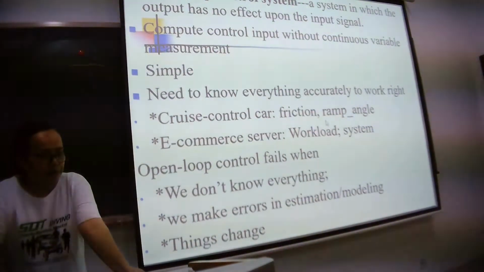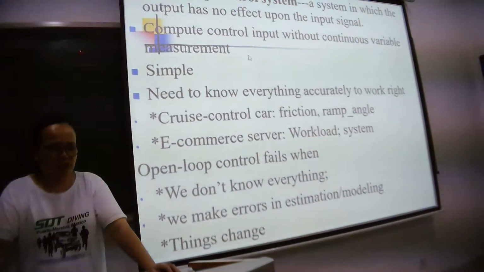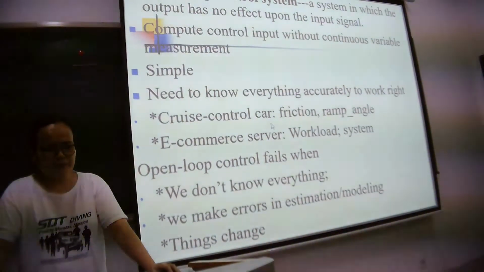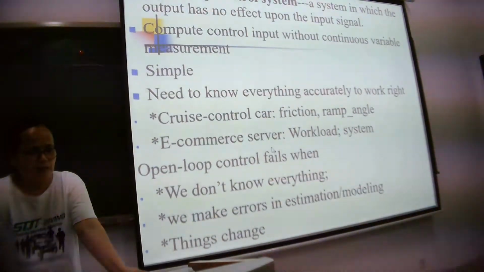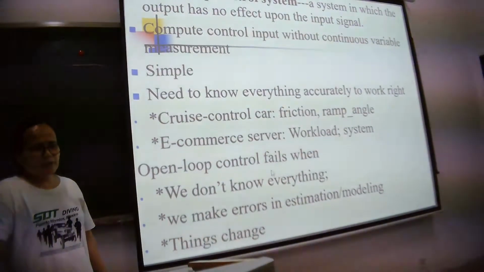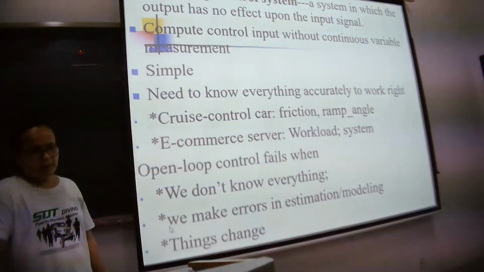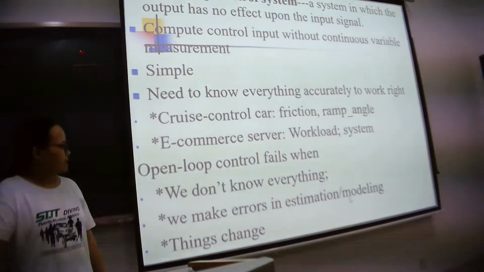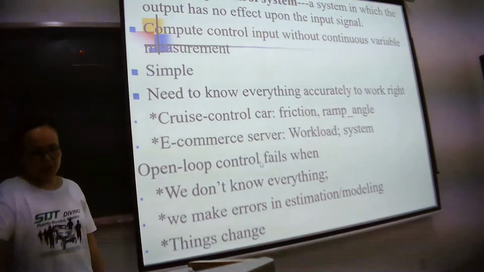We have some machines related to open loop computer systems. Now there is cruise control in a car, the car's braking, and an e-commerce server's load. What is the failure of an open loop computer system? When we don't know everything, we make errors in estimation or modeling, or things change, this open loop computer system will fail.